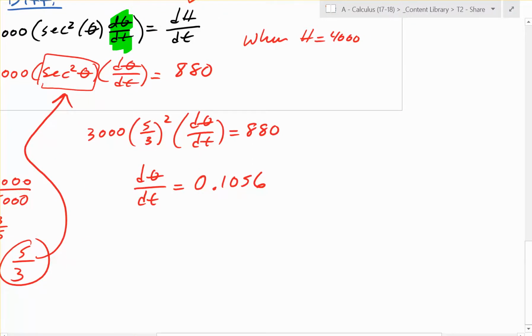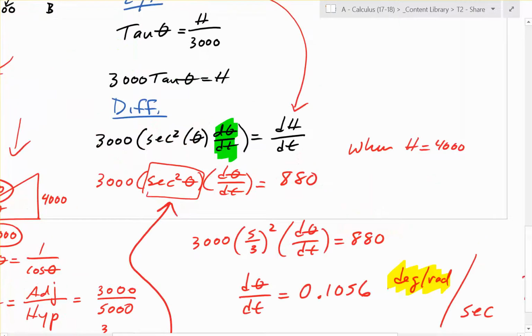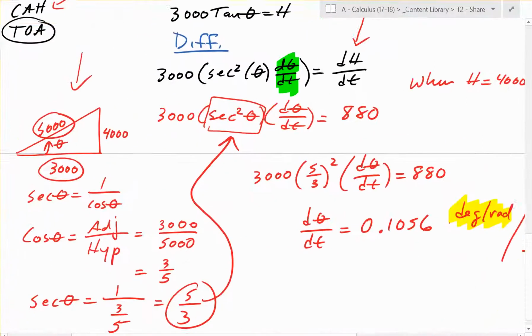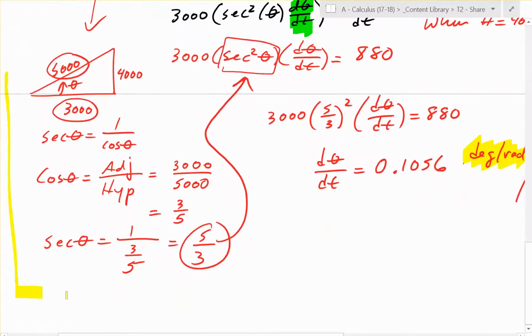So what units is that going to be in? Is that degrees or radians per second? Which one is that? I'll leave that to you to figure out. The key, though, stays the same. Draw a picture, write down what you know and what you want, and take the derivative. I think the hardest part here was this part, but you might find different parts challenging.